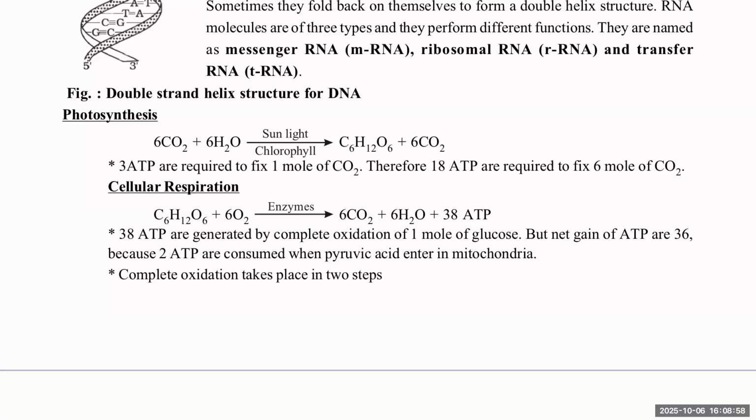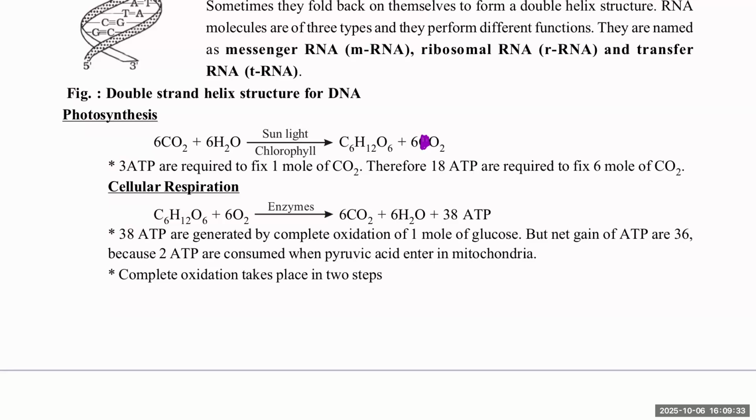Sorry, this is not carbon dioxide. This is O2. Okay, 6 moles of O2. Clear, beta? Now, notice this: 6 moles of glucose plus O2. When we have glucose in our body, it will take oxygen, convert that into carbon dioxide, and generate this much amount of energy in our body. How much? 38 ATP. Got it?